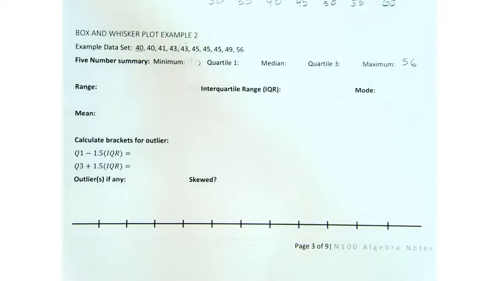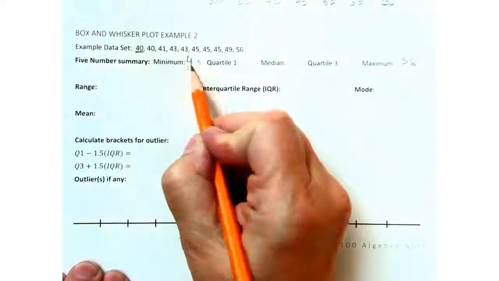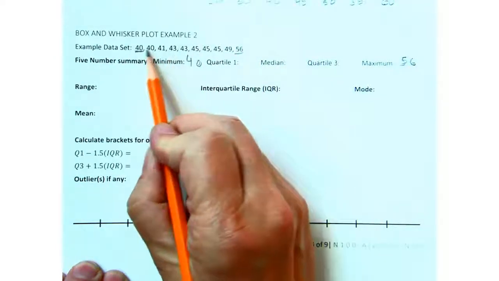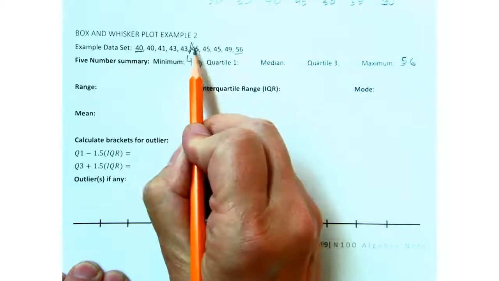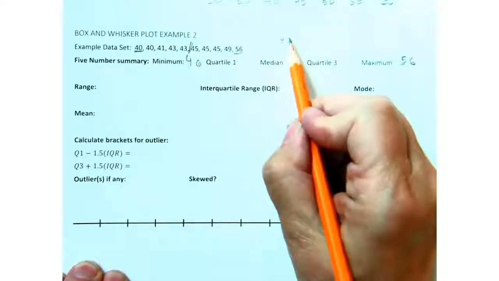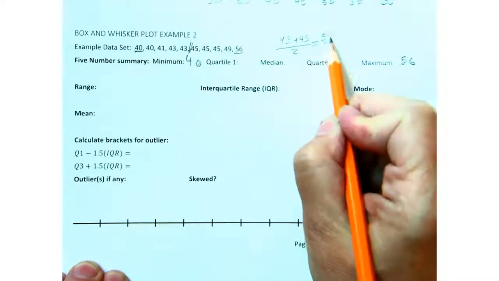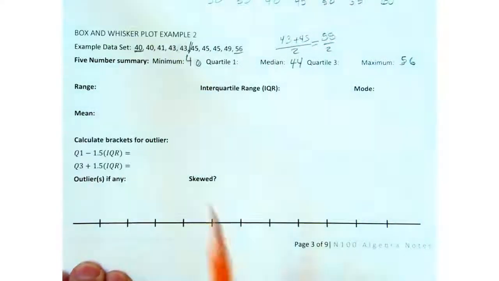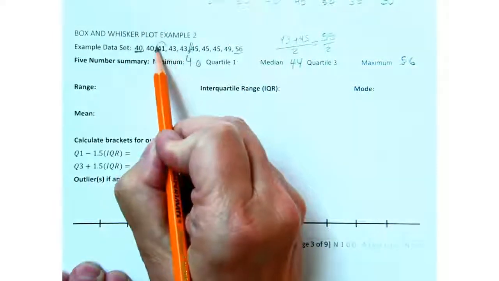Let's look at example 2. Once again, start by underlining the minimum and the maximum, in this case 40 and 56. Next, find the median. Once again, there is no middle number, so draw a line between 43 and 45. To find the median, add the two numbers together and divide by 2. The median is 44.